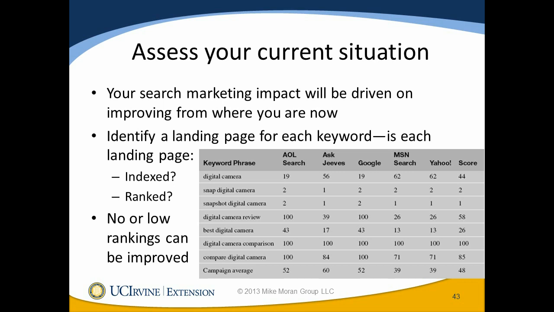We put in a 100 anytime we didn't find it even in the first 10 pages. So it could be that the page isn't indexed or it's ranked very lowly. And so if there's no ranking or there's a low ranking, then those can be improved. And the improvement is what you're going to be going for in your search campaign. And then that is how you're going to justify return on investment.